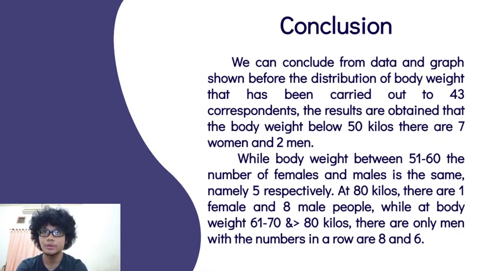carried out to 43 correspondents. The results obtained are that for body weight below 50 kilos, there are 7 women and 2 men, while for body weight between 51 to 60, the number of females and males is the same, namely 5 respectively. At above 80 kilos, there are 1 female and 8 male people, while at body weight 60 until 70, and above 80 kilos, there is only 1 man, with the numbers in a row being 8 and 6.